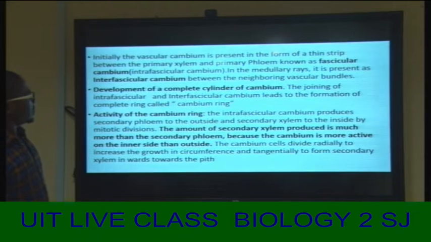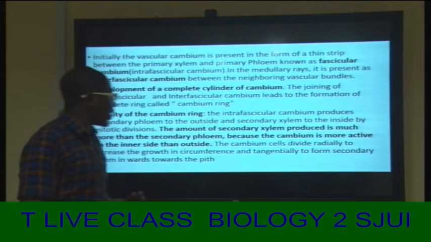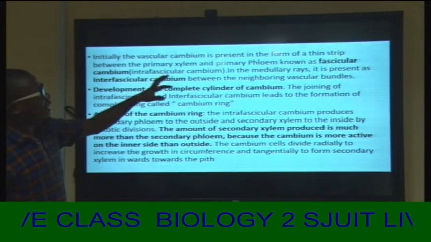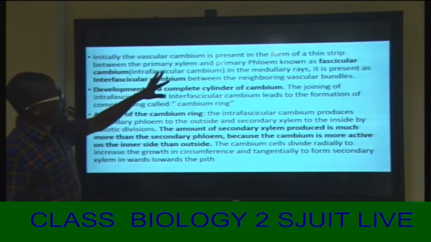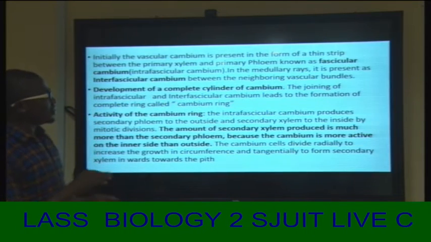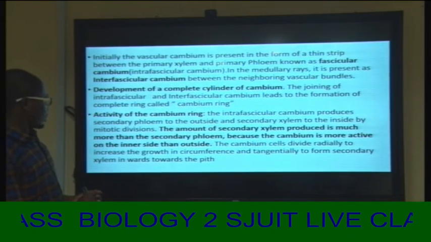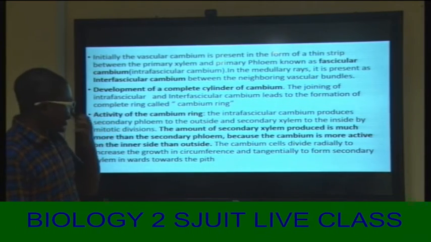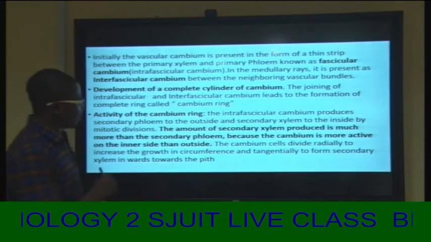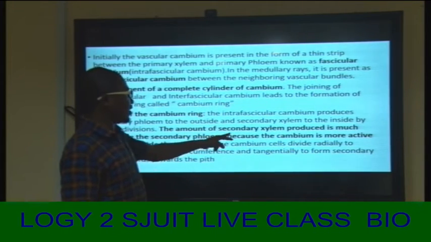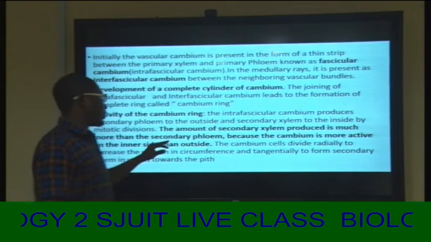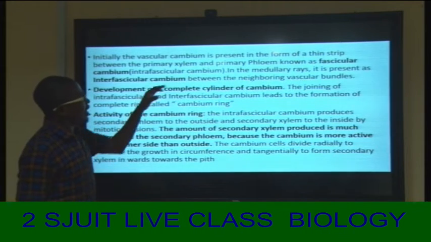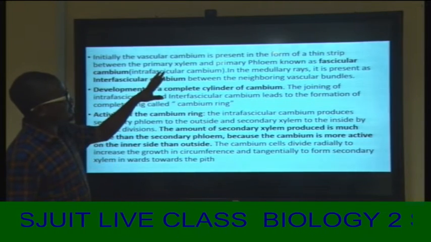So it requires us to explain the formation of the secondary tissue. That is how the vascular cambium is formed, the formation of vascular cambium. And of course, the vascular cambium and the product that will be formed by the vascular cambium, that is the secondary xylem and the secondary phloem.